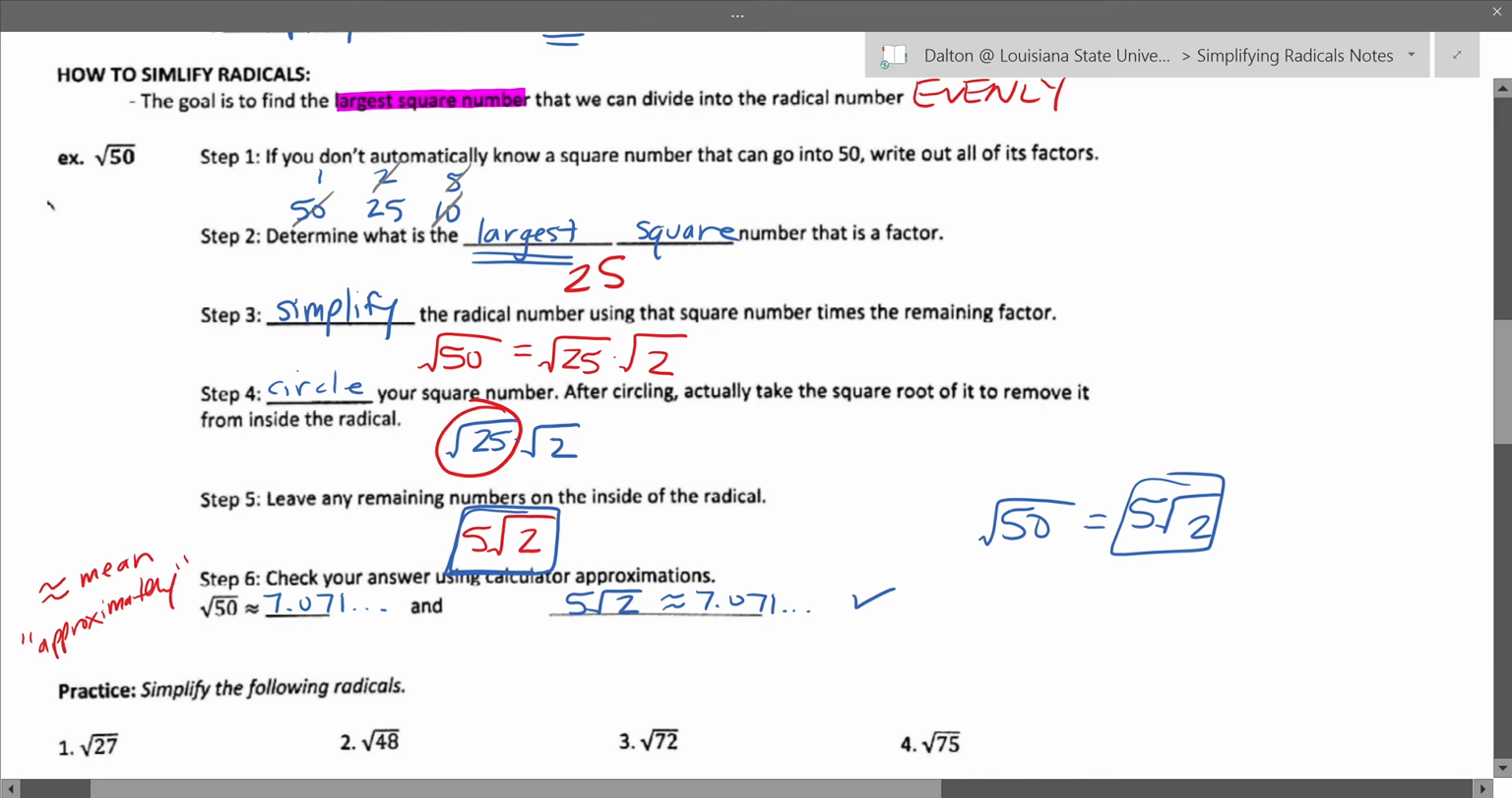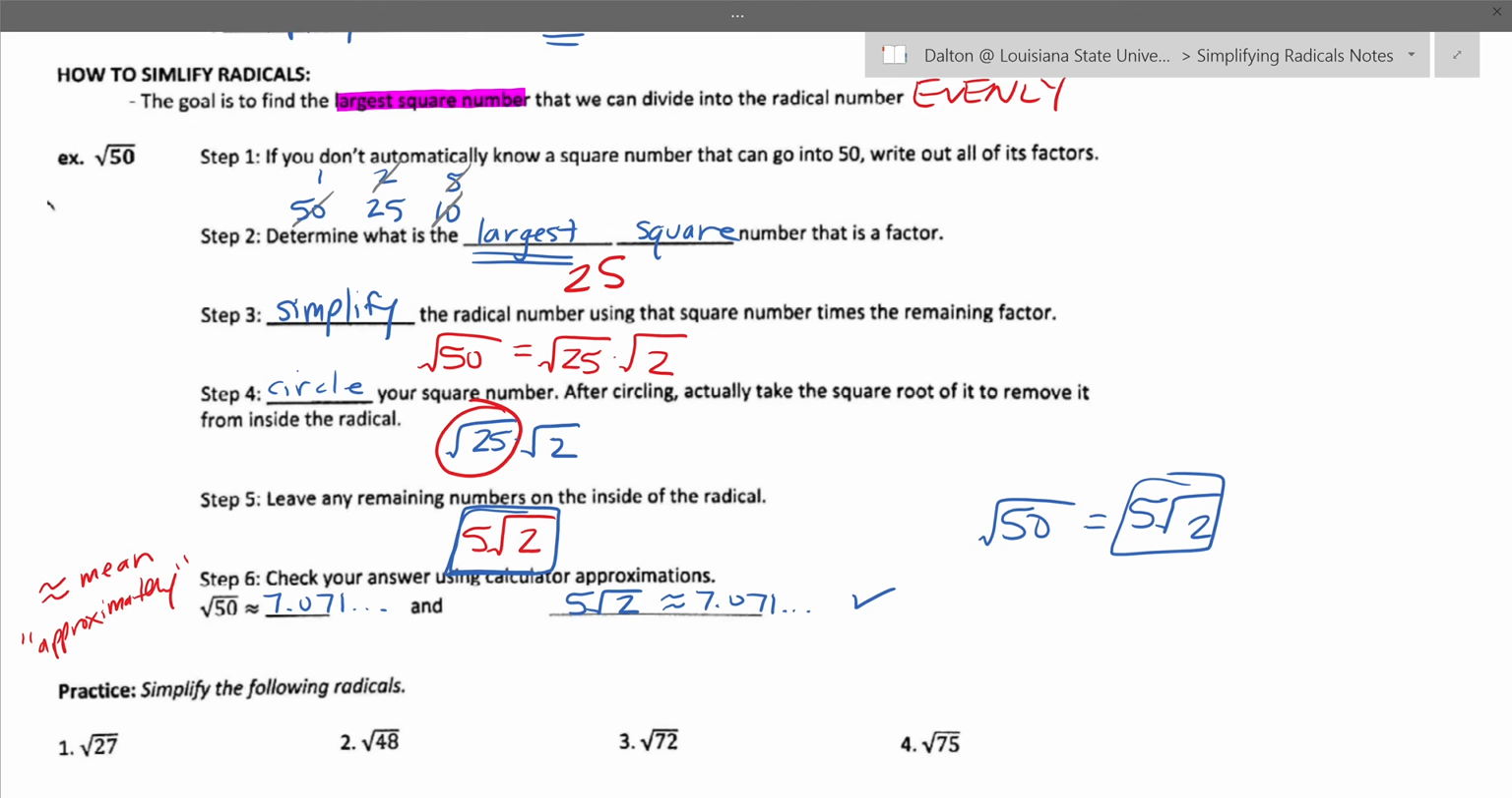So let's do a few more examples. Simplify the following radicals.